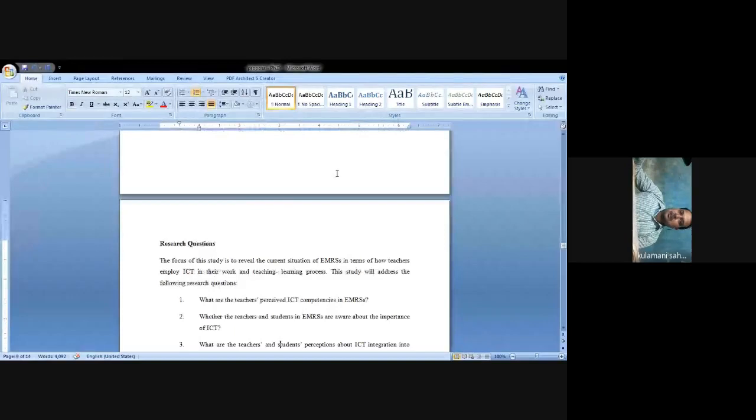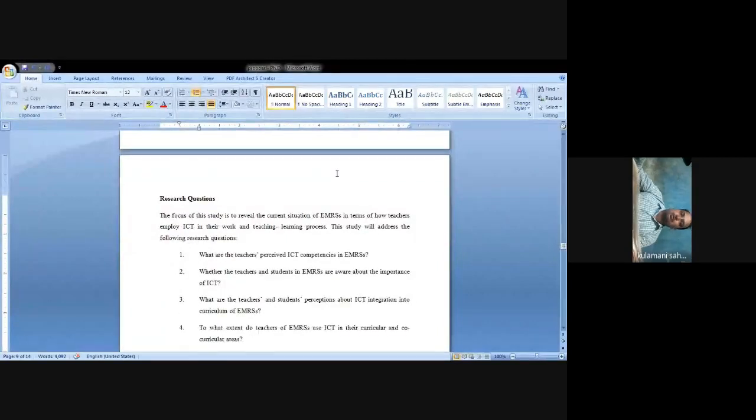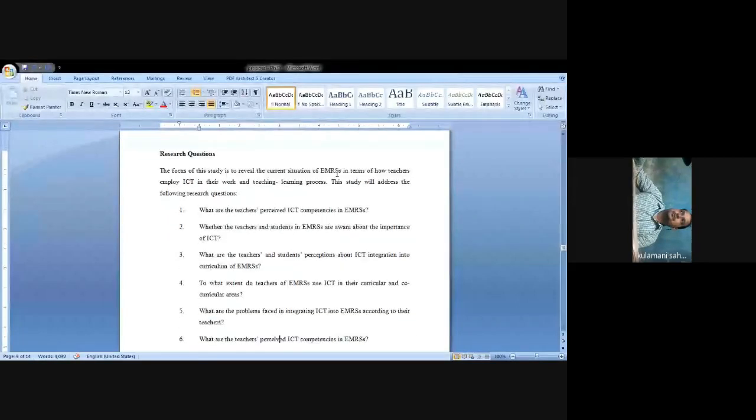Though it is my qualitative study, I have cited research questions. If you opt for a quantitative study, you have to write hypotheses. If you opt for a mixed method approach, you can write research questions as well as hypotheses.